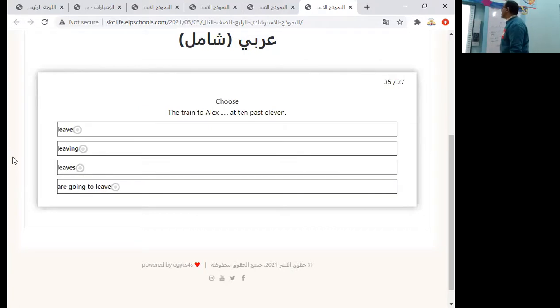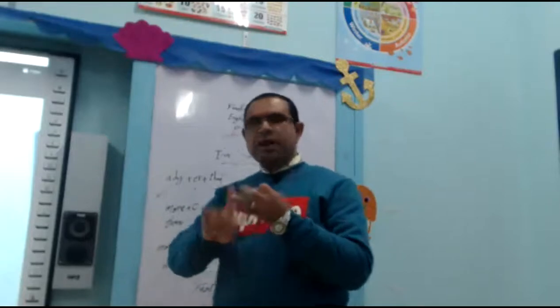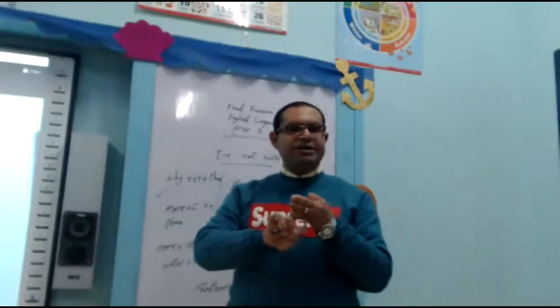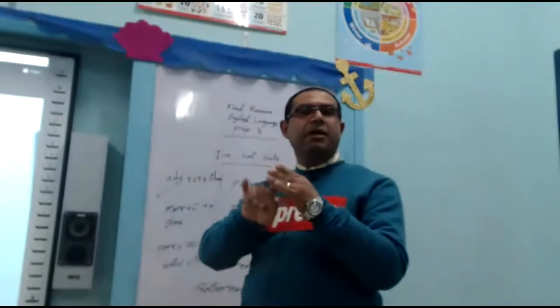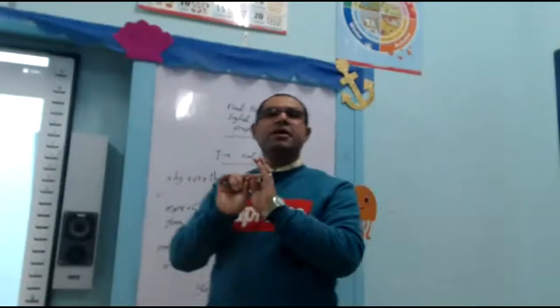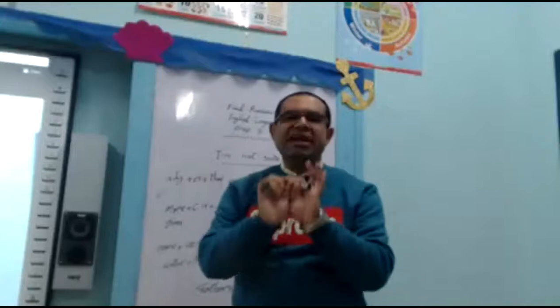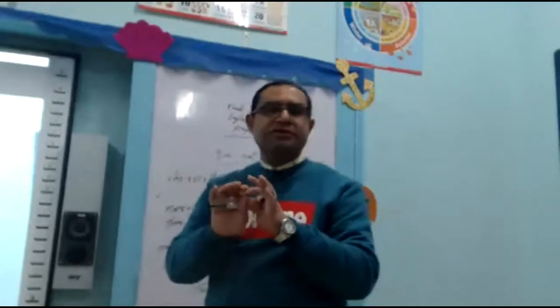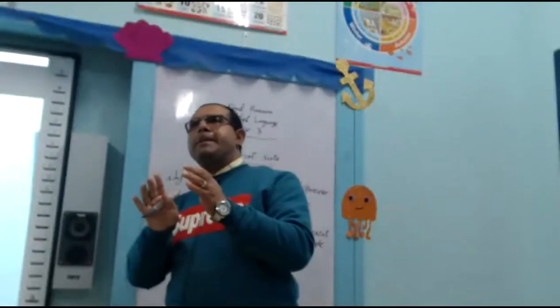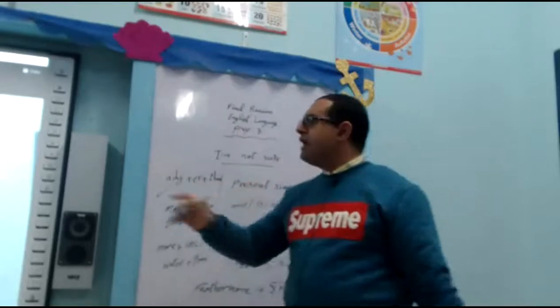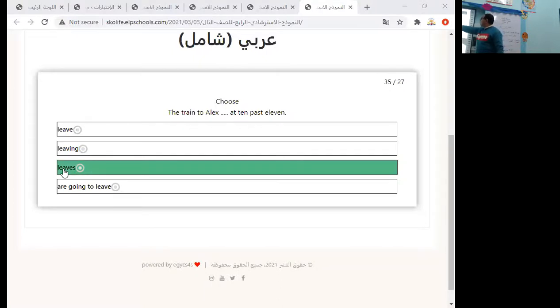Okay. The train to Alex space at 10 past 11: leave, leaving, leaves, are going to leave. Take care, please. We have some forms to express the future: will plus infinitive, going to plus infinitive, present verb to be plus verb in ing, and the last one, present simple. The last one is suitable for this sentence. Why? Because we have a schedule. What do we mean by the word schedule? A schedule is a timetable with transport information and so on. So the answer here is leaves. Why? The train to Alex leaves, because we have a time here, at 10 past 11.